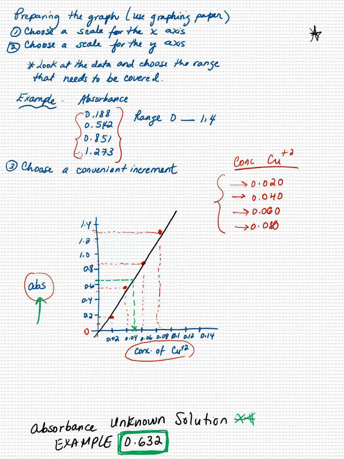So now you can estimate that's 0.04, that's 0.06, and it's close to the middle between those two. It's close to 0.05. And remember that's molarity, or capital letter M. So that's how you're going to find the concentration of the unknown using the graph.